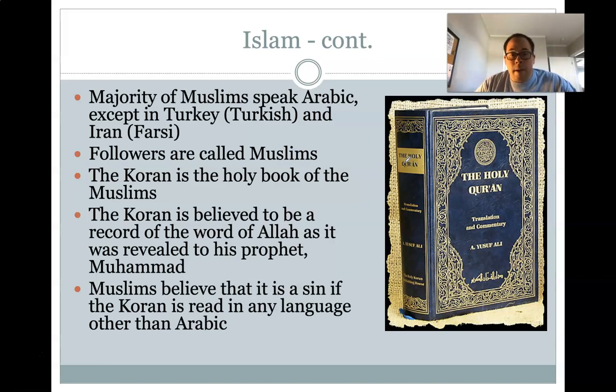The followers are called Muslims. So if you practice Islam, you're a Muslim. The Quran is the holy book of the Muslims. The Quran is believed to be a record of the word of Allah as it is revealed to his prophet Muhammad. Muslims believe that it is a sin if the Quran is read in any language other than Arabic.